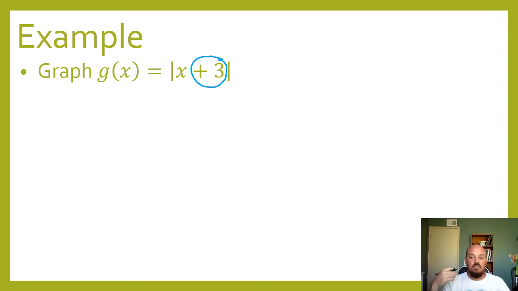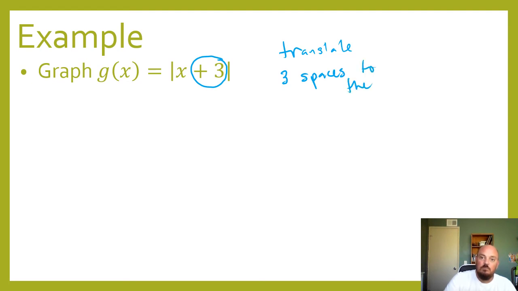So when the plus 3 is on the inside, I know this is going to move my graph sideways. But then I have to be very careful here, because when you see plus 3, you might think 3 to the right. That's your initial instinct. But this is actually going to translate 3 spaces to the left. When you're shifting right and left, a plus shifts to the left.